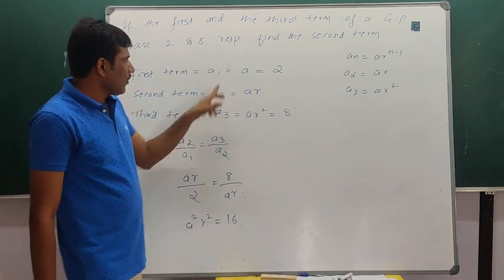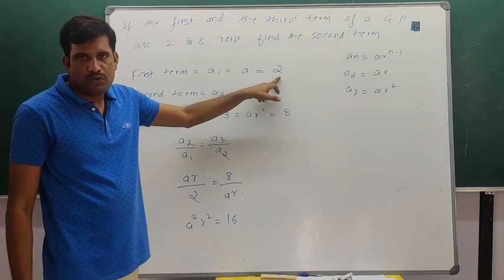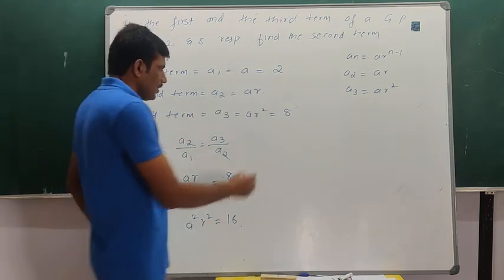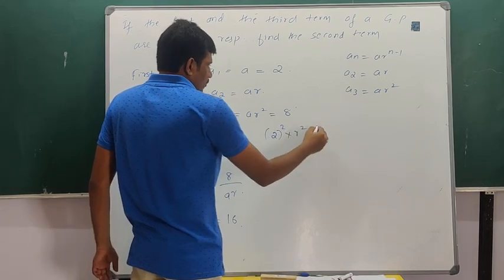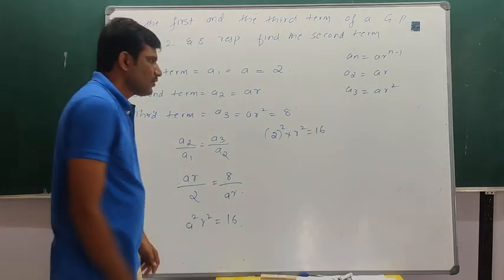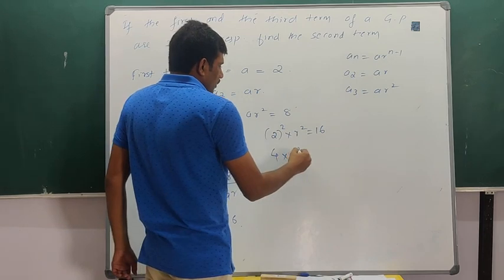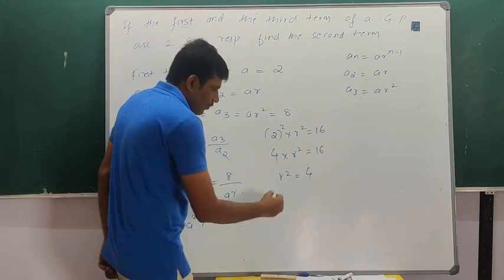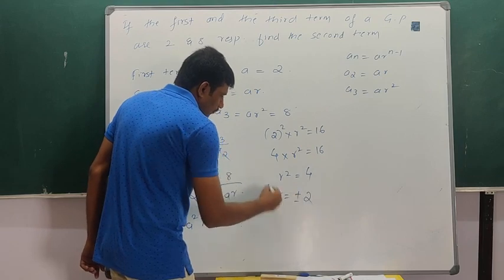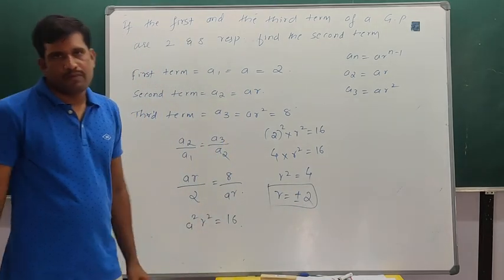But we know the value of A. What is the value of A? That is 2. Substitute here. So 2 square into R square is equal to 16. Right? So therefore 2 square is 4 into R square is equal to 16. What is R square? 16 by 4 is 4. What is the value of R? Value of R is plus or minus 2.